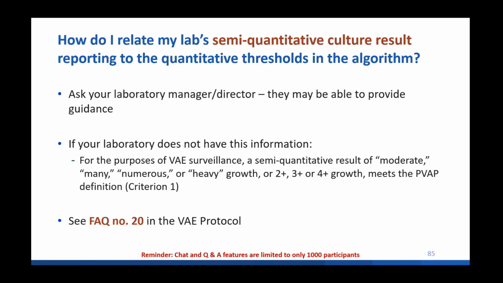But if they don't have this information, for the purposes of VAE surveillance, you may use semi-quantitative results of moderate, many, numerous, or heavy growth, or 2+, 3+, or 4+ growth. All of these meet PVAP criterion 1. And this information can also be found in FAQ number 20 in the VAE protocol.